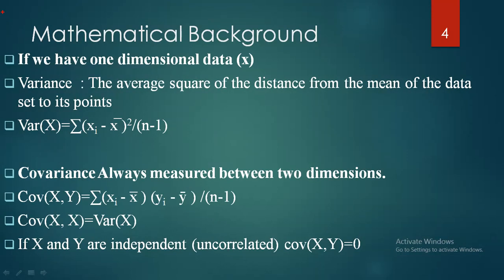Before going ahead to discuss the PCA, just try to recall the formula of variance and covariance. Already we have discussed these points in previous classes. Now if two variables x and y are independent or uncorrelated, the covariance would be 0. Like covariance of xy, if they are orthogonal, it would be 0.